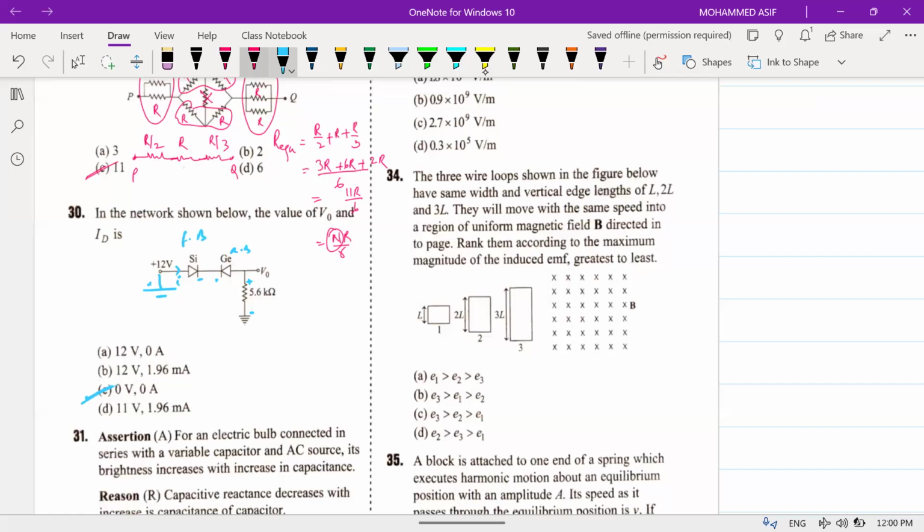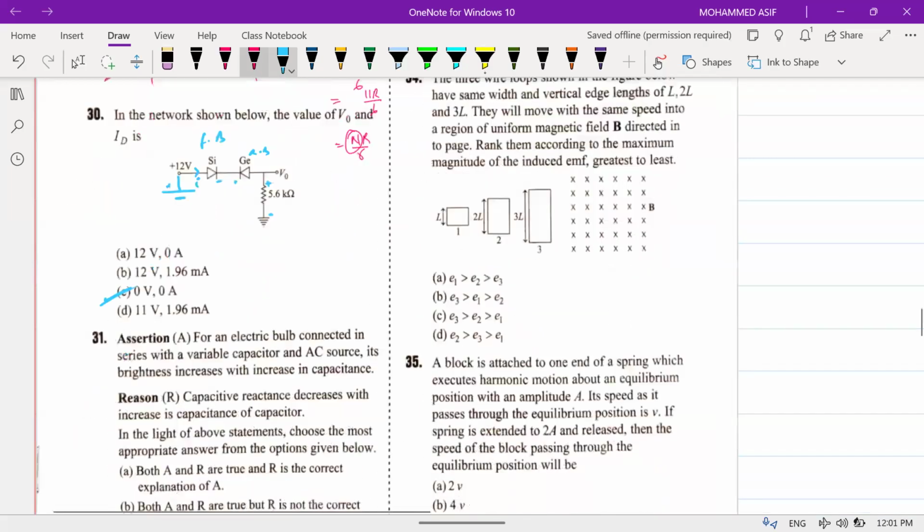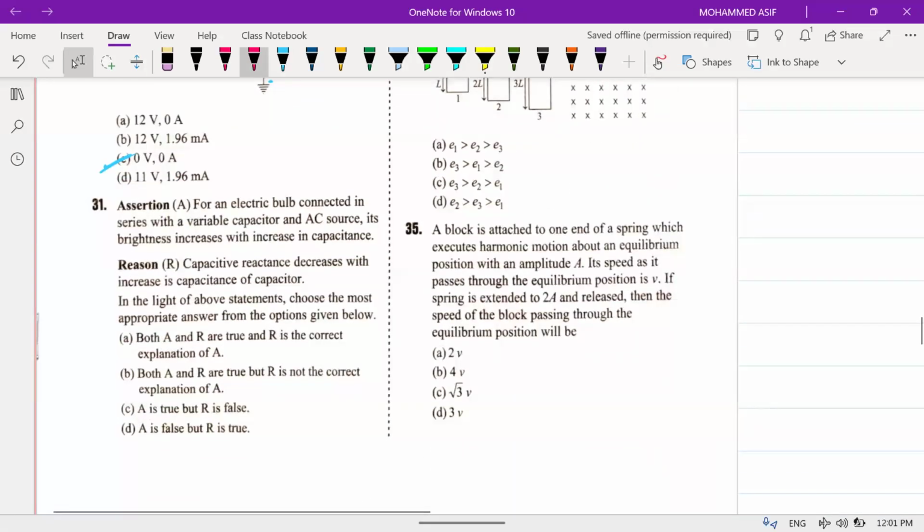Done? Yes. Sure. Question number 31. For an electric bulb connected in series with a variable capacitor and an AC source, its brightness increases with increase in capacitance. Reason: capacitive reactance decreases with increase in capacitance of the capacitor. In the light of the above statements, choose the correct one.